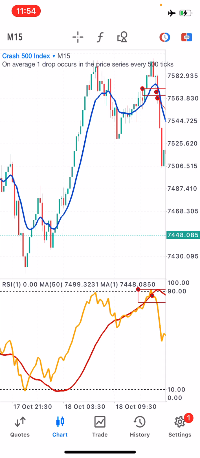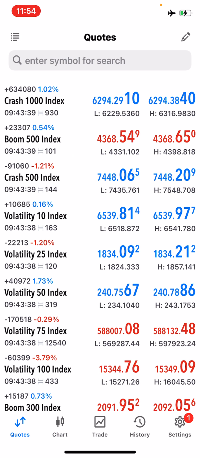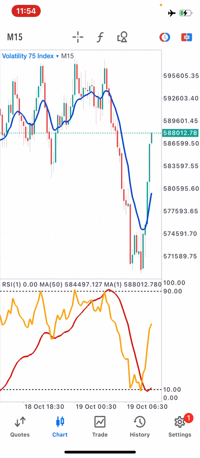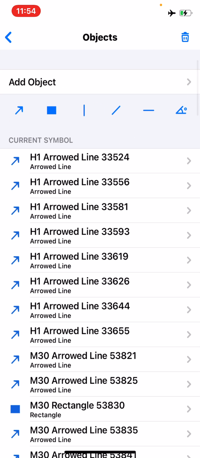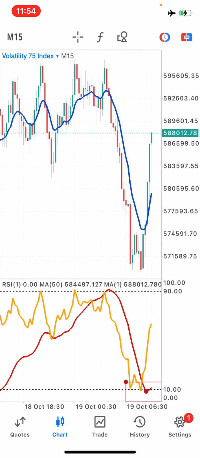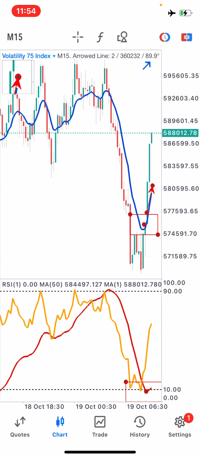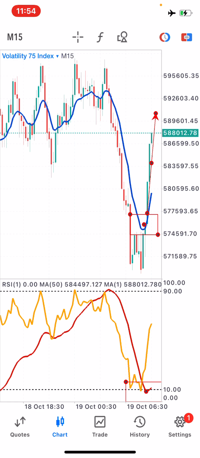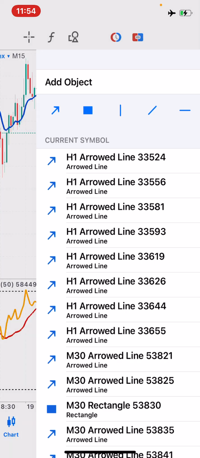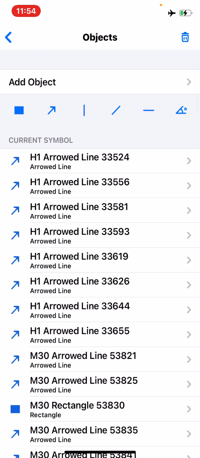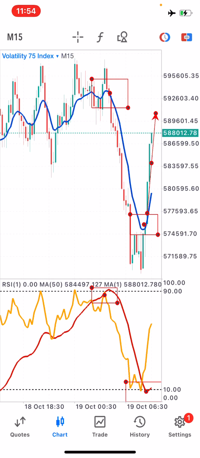Okay, now like I said, this strategy also works for volatility indices. Now that you have seen that it works for boom and crash, let's check V75 and see how it performs. Can you see, guys, how powerful this strategy is? Here would be your entry point, and you push all the way up with the market. This was the sell setup for this strategy. Can you see how much it pushed all the way down?